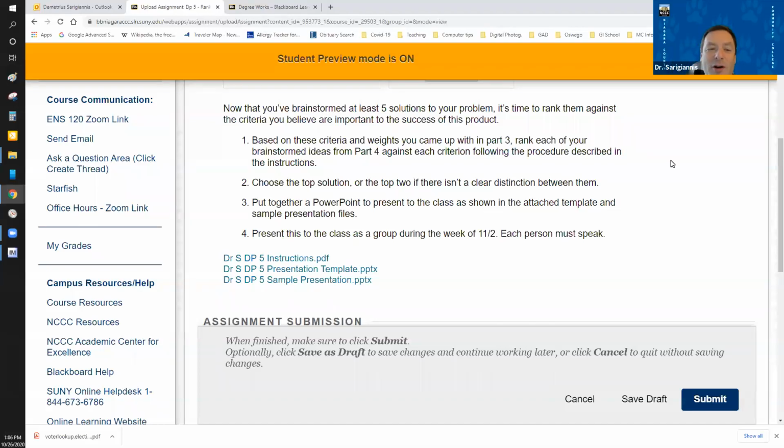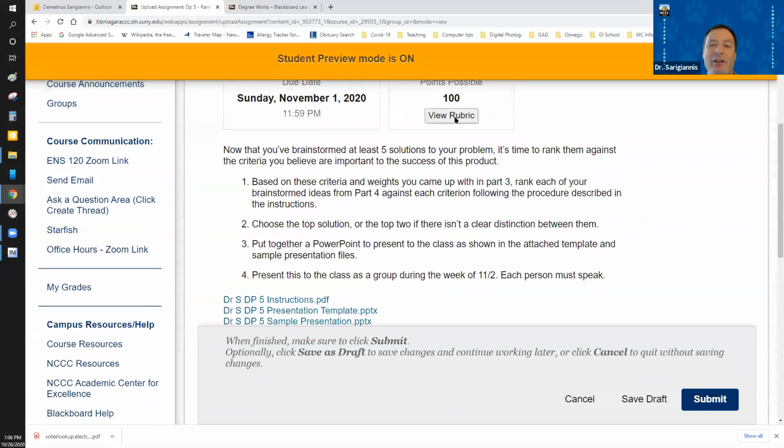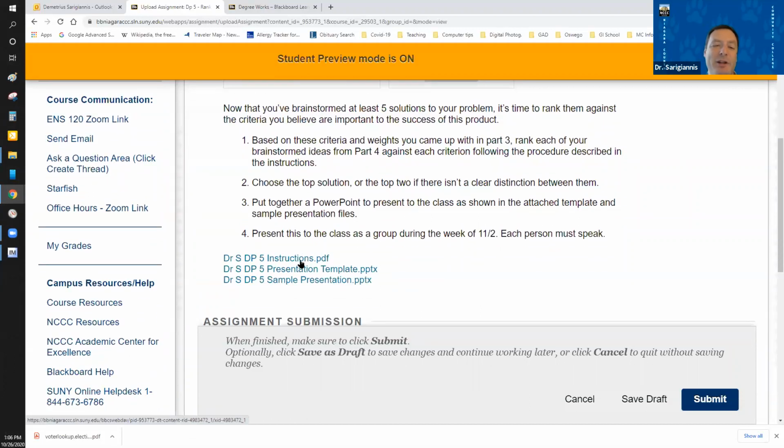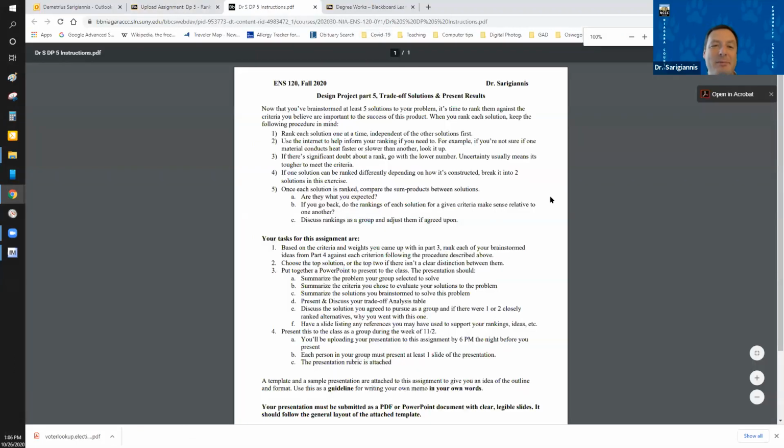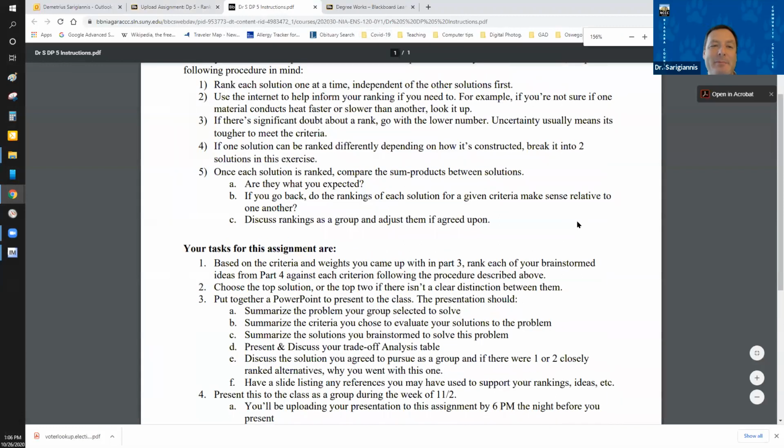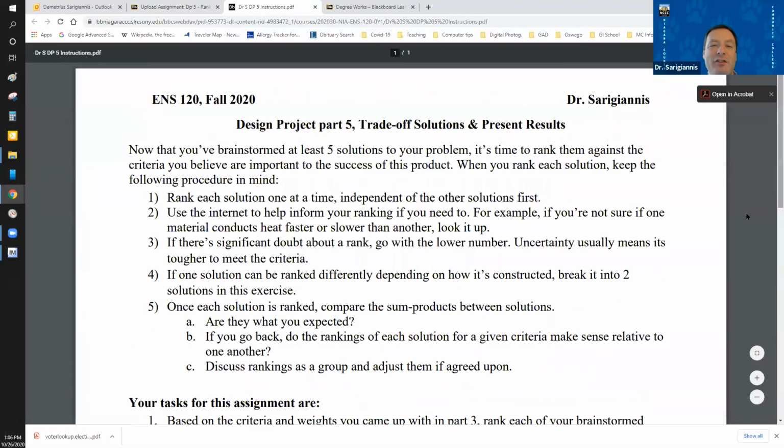Okay, so for part 5 of the design project, let me open the other thing, there's a rubric up here. So let me open the instructions first and we'll go through that. This is basically where you're doing a trade-off of your solutions, and then you're going to present the results.